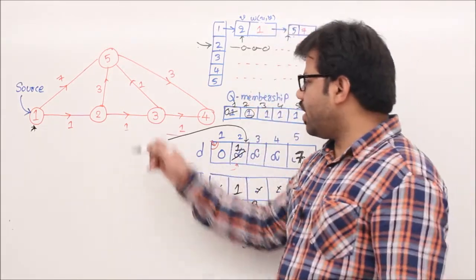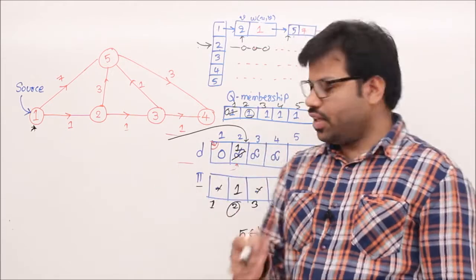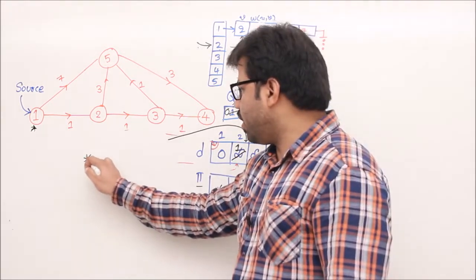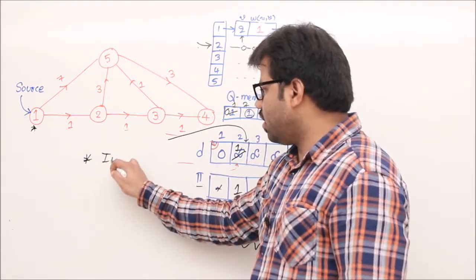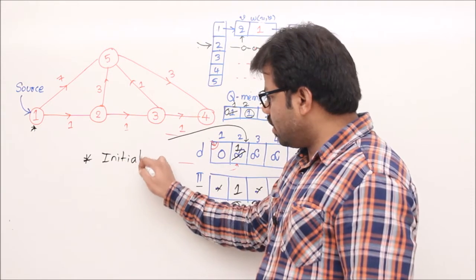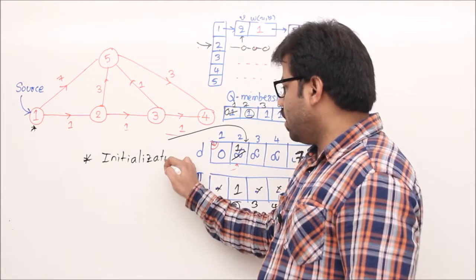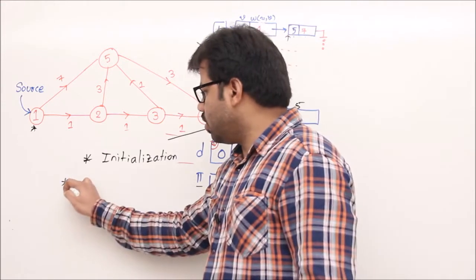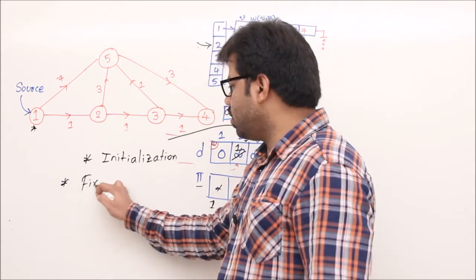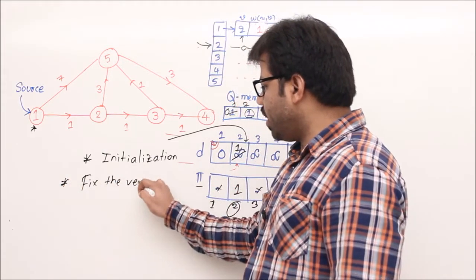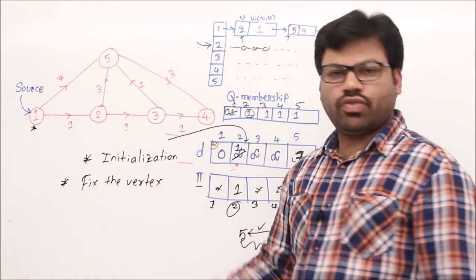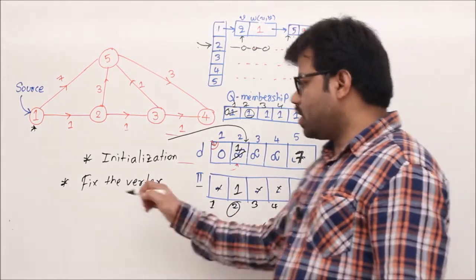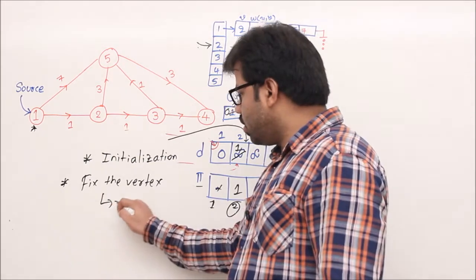What are the things you did finally? We did something repetitively. What is that? The first step you did is initialization, correct? Once initialization is done, the second step is fix the vertex. That means you select the vertex from the heap, the top element of course, the root element. Fix the vertex and relax it.